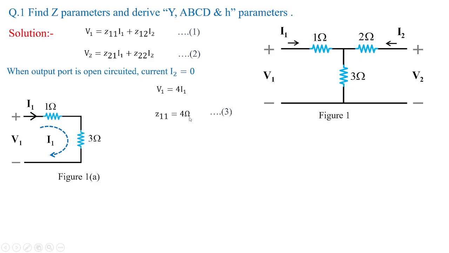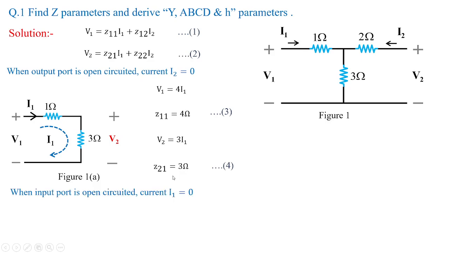Now Z11 will be equivalent to 4 ohms when I2, that is port 2, is open circuited. Similarly, V2 is a measurement of voltage across 3 ohms, which is obtained to be 3 I1, and Z21 will be equal to 3 ohms. So equation 4 gives the value of Z21.